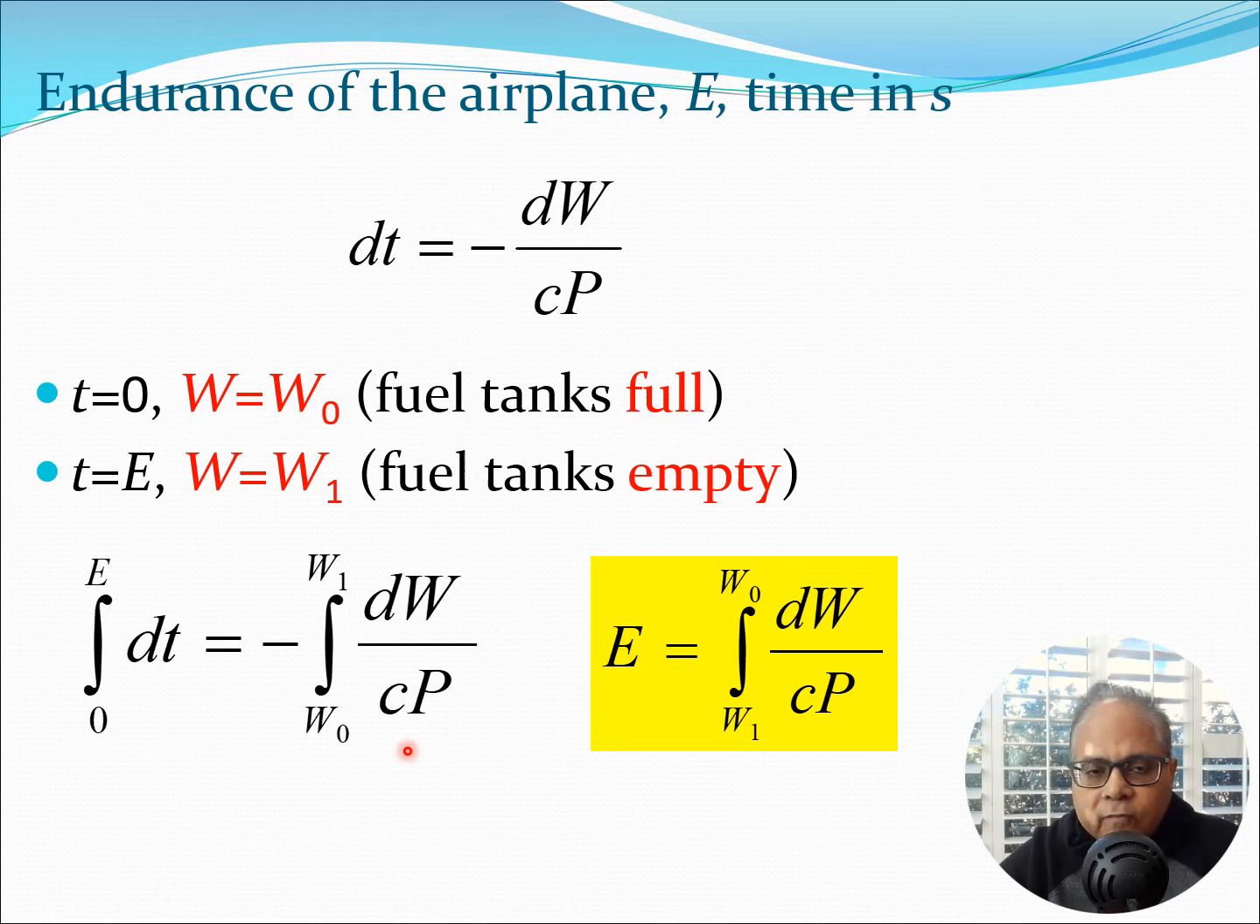Now of course you know from integration that I can absorb the negative sign inside the integral provided I flip these bounds on the definite integral. So that's what's done here. The w0 goes up, the w1 goes down, and then the minus sign gets absorbed here. So we get this value as E equals integral w1 to w0 dw by Cp.